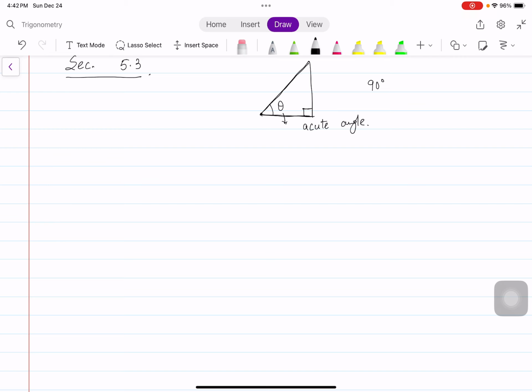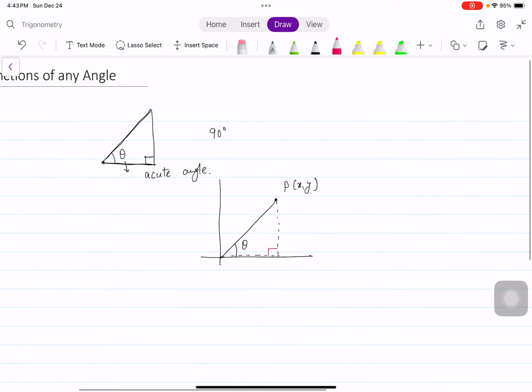So for example, say we have this origin and some point P, such that this is x comma y. If we join this line to the origin, some acute angle will be formed, and if we draw perpendiculars, this will be a right angle triangle. So this triangle we have put over here.